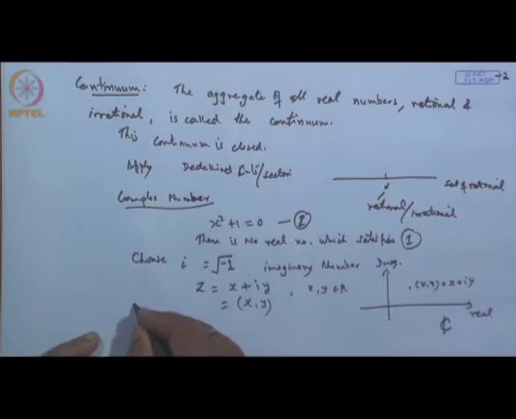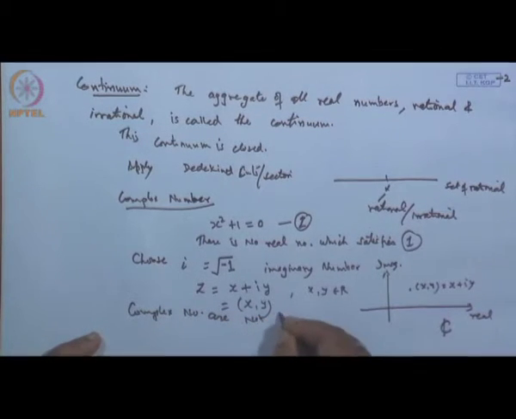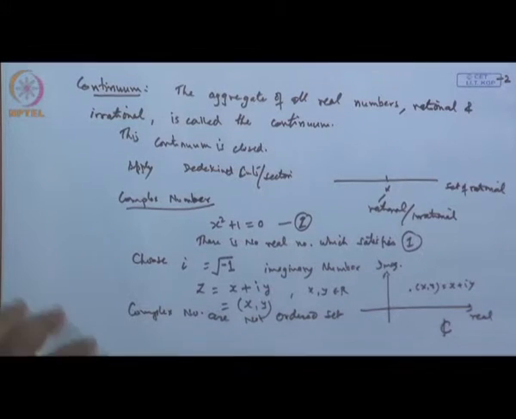In fact, the complex numbers are not an ordered set, which means that no order can be defined. If z1 and z2 are two complex numbers, you cannot say z1 is greater than z2 or z1 is less than z2.